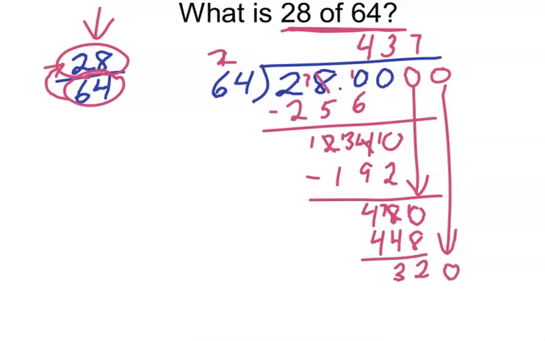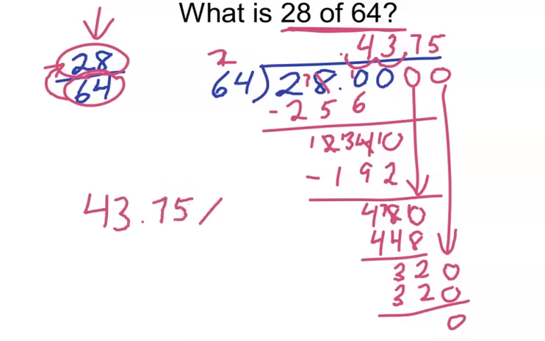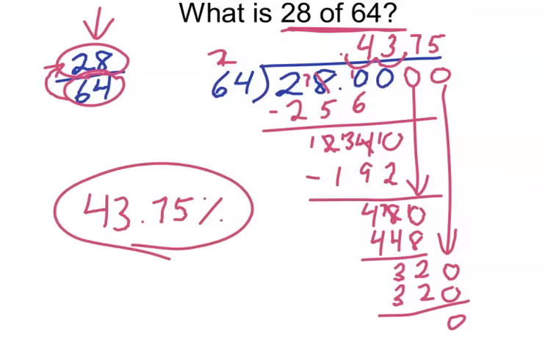How many times does 64 go into 320? Let's try 5 times. 5 times 4 is 20. 5 times 6 is 30, plus 2 more is 32. Looks like we're done. All right, so then we'll bring up the decimal right there, except that is not the percent. To get the percent, we have to multiply it by 100, which would move it over 2 places. So the answer is going to be 43.75%. Okay, so if there's 64 of something and you get 28 out of that 64, you're going to have 43.75%.